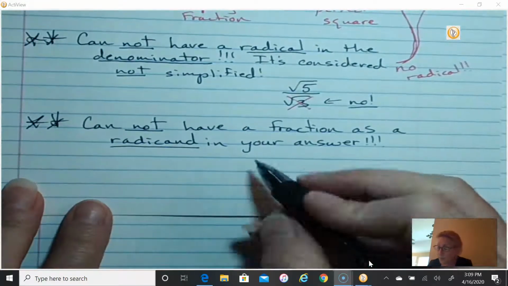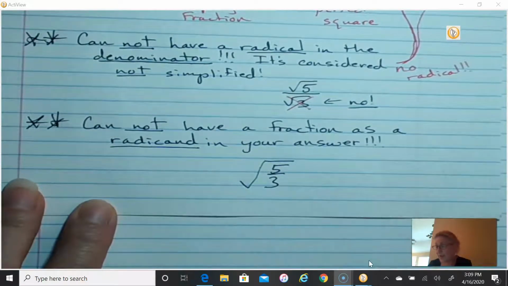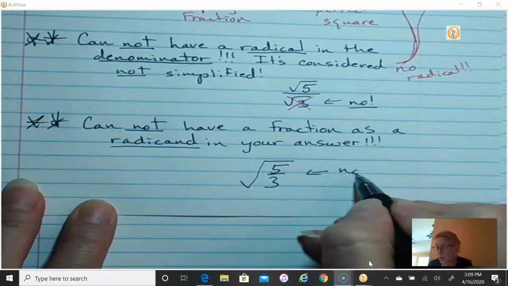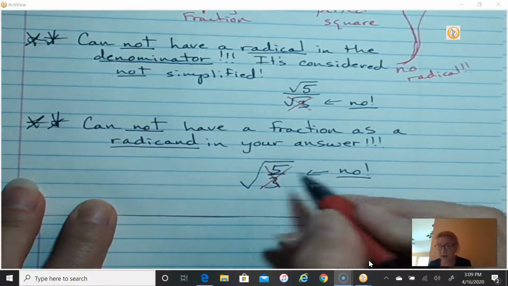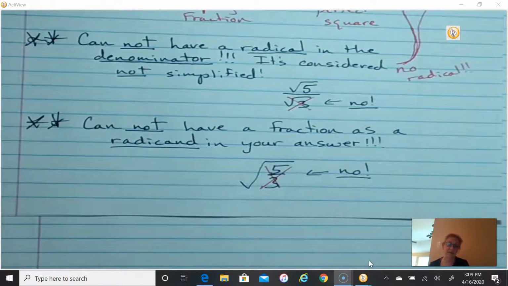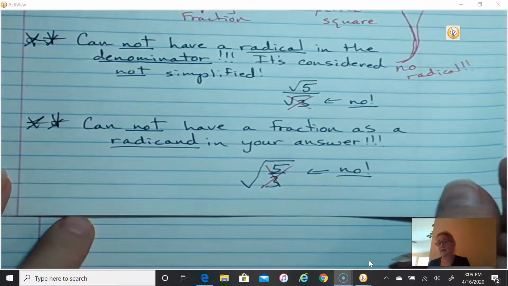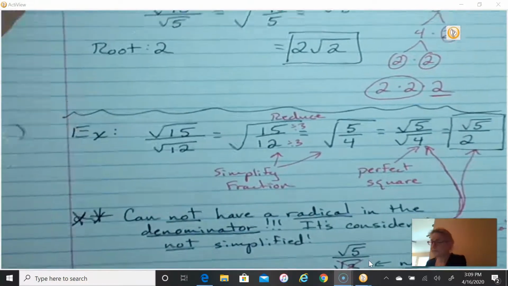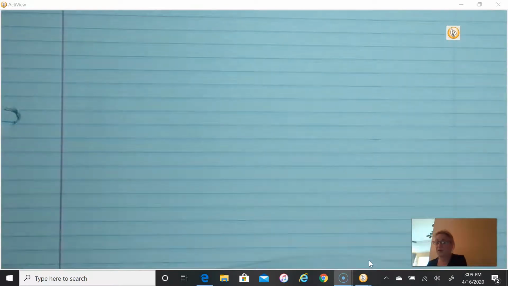So for example, this cannot happen. You cannot have a fraction as your answer under the radical sign. Okay. So again, you may want to use these notes while you're doing your homework because of the rules. All right.